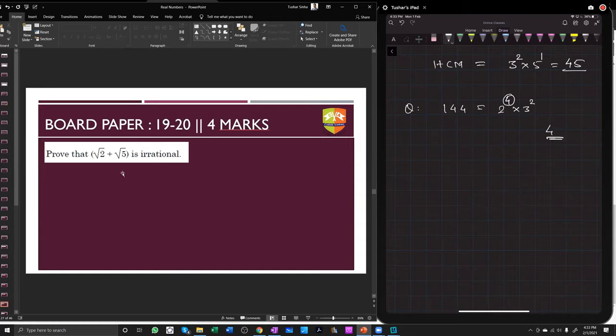Now tell me, what has been instructed from your school? Have they told you to prove them independently and then go for the sum, or do you assume already that root 2 and root 5 are irrational? Assume. Okay. What has been told in NPS, guys? Prove them independently, Aryan? For us, they've told if it's 1 or 2 marks, then we can assume. If it's 3 or 4 marks, we have to prove them. That will be real long then.